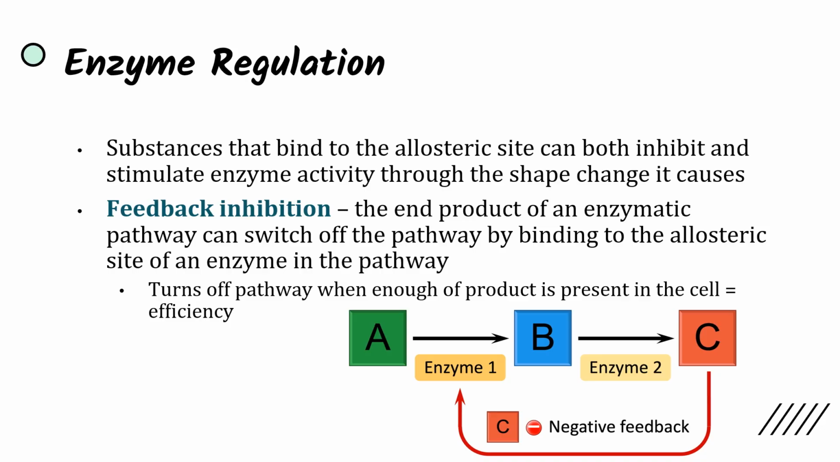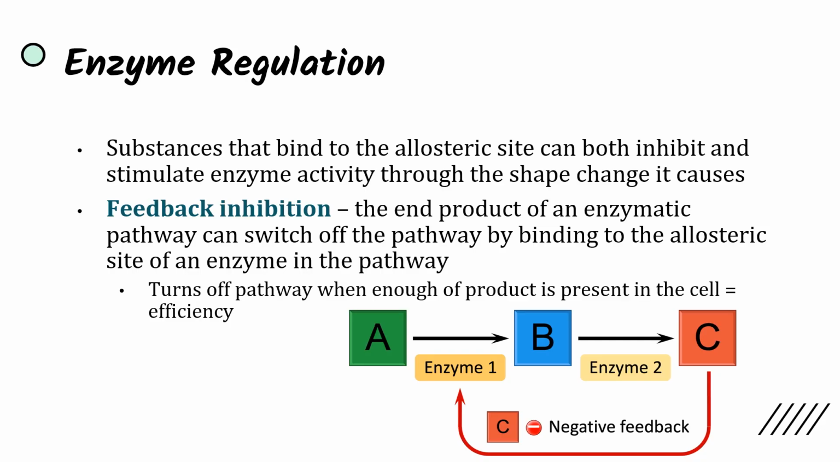Now, feedback inhibition is when the end product of an enzymatic pathway switches off the pathway by binding to the allosteric site of an enzyme in the pathway. And this is going to turn off the pathway when enough of the product is present in the cell. And this helps increase efficiency because you're not making surplus product that you don't need.